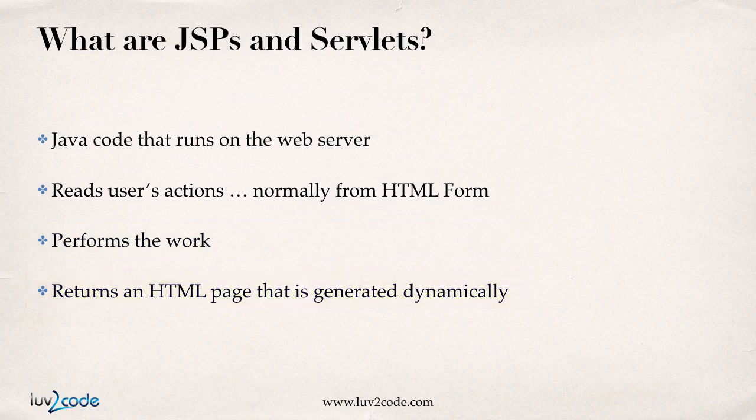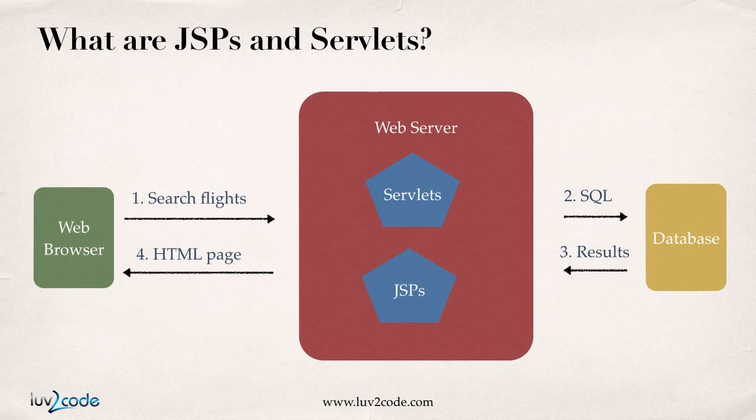So kind of pulling it together with this big picture, our servlets and JSPs could actually run on the web server. So they could read information for flight information, send information over to the database, get the results, and then send back an HTML page. So that's kind of the area of where servlets and JSPs can fit in your web application architecture.